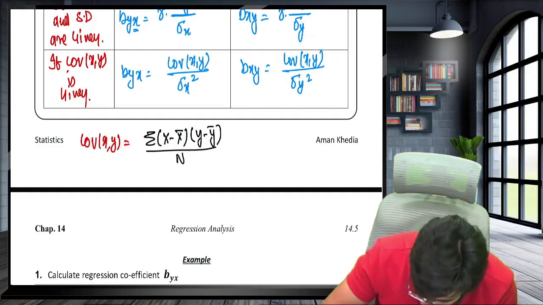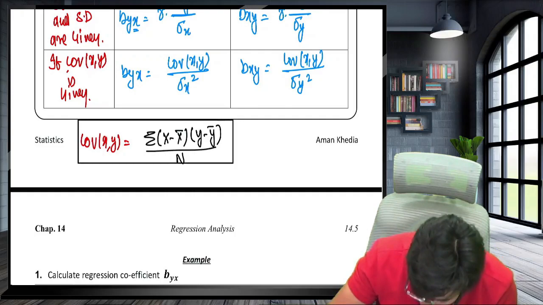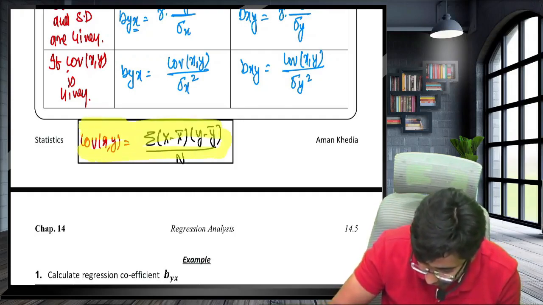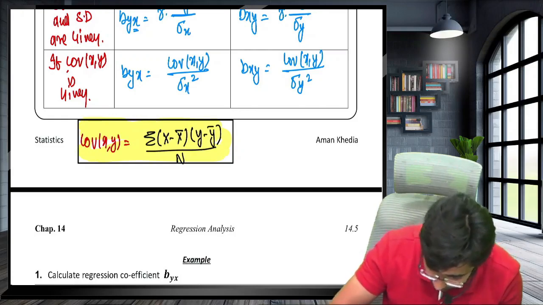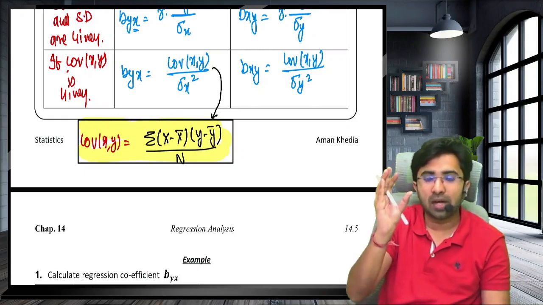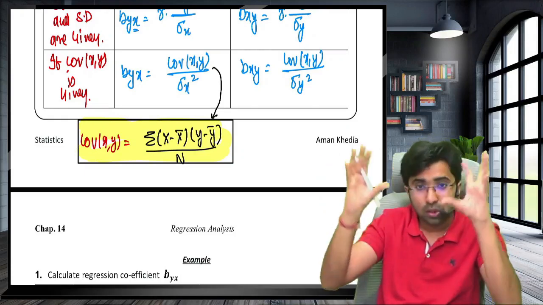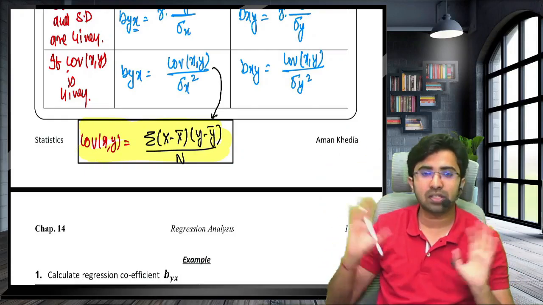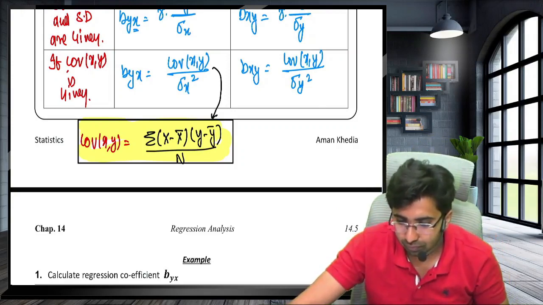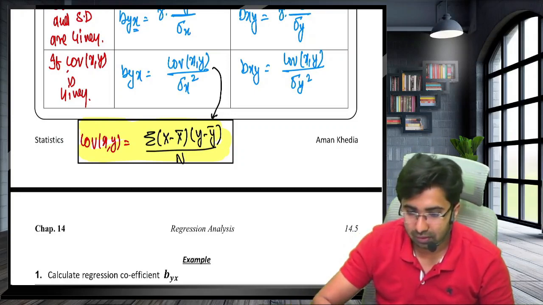Guys, we will study this formula in detail, but please keep this in your mind and revise. Whenever you are revising, you need to revise the formula of covariance, because the third formula requires it. Here is the covariance formula: summation of x minus x bar into y minus y bar, divided by number of observations. Guys, done with writing?